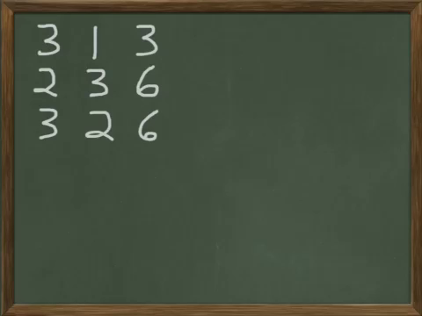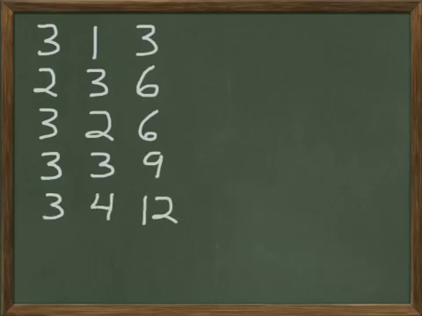Okay, next let's do 3 times 3. 3 times 3 is how many? That's 9. Let's do 3 times 4. 3 times 4 is 12. How many is 4 times 3? Well, 4 times 3 is also 12.